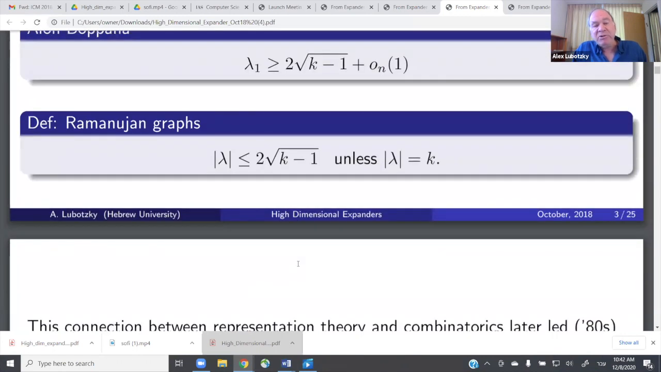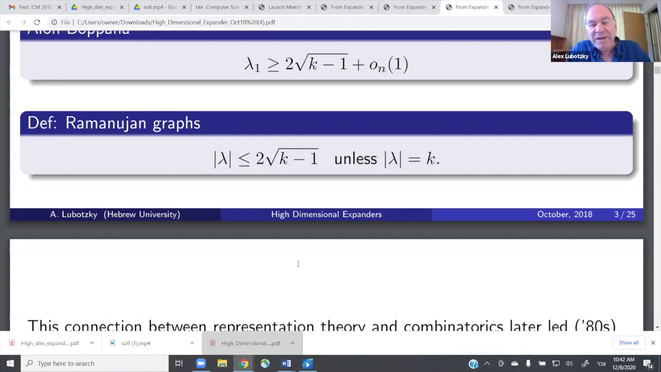Okay, you must ask yourself where this number comes from. I don't have time for that, I just give a hint. The universal cover of the k-regular graph is the infinite k-regular tree. The k-regular tree is an infinite object in some sense that can be made somewhat precise. This infinite object is the ideal expander. That's the best graph in some sense.